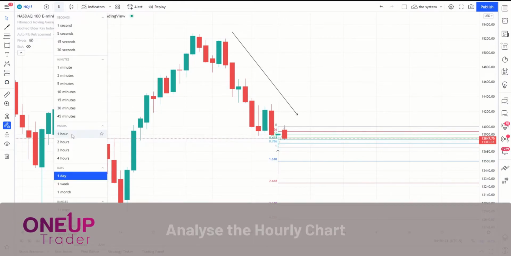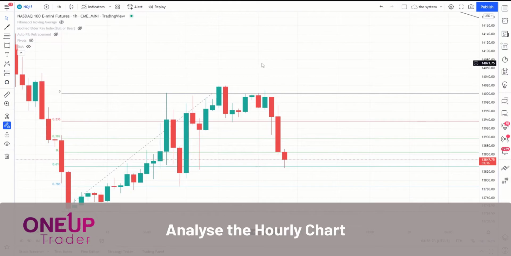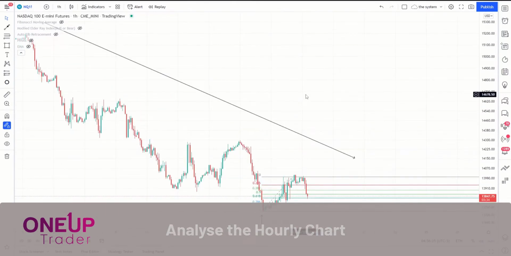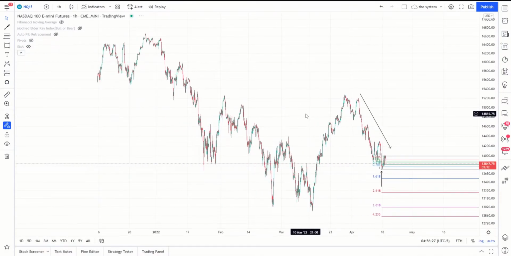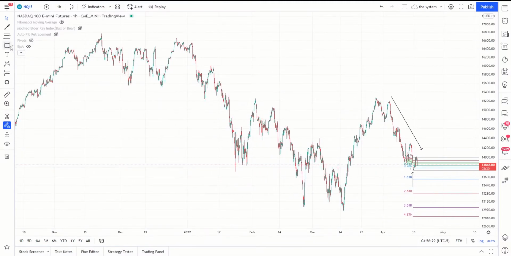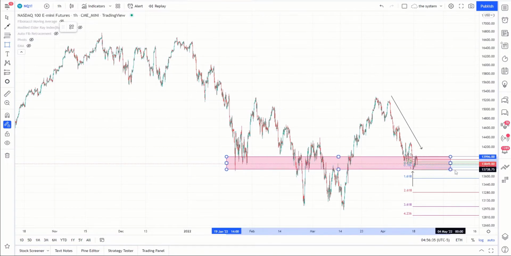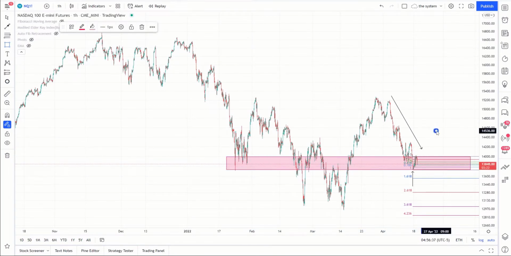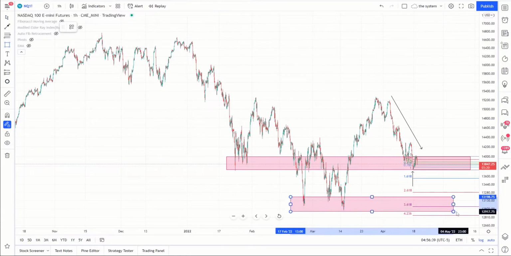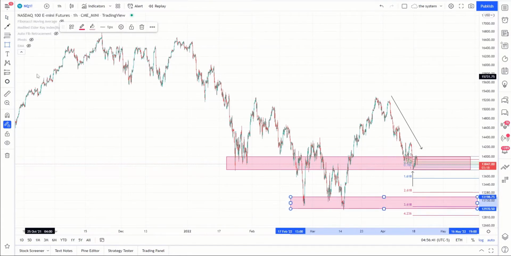So once I finished on the daily chart, I go down right to the hourly chart, and this is really where most of the analysis is actually going to happen. The hourly chart I use for support and resistance bands, and I will pick a specific color, and I will try to pick out the support and resistance zones using a rectangle.